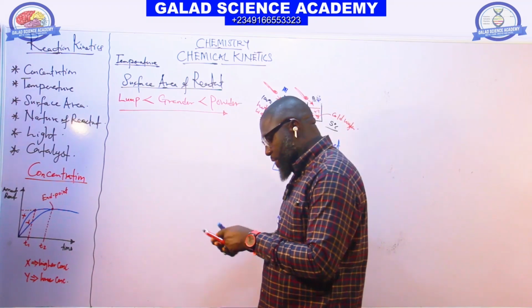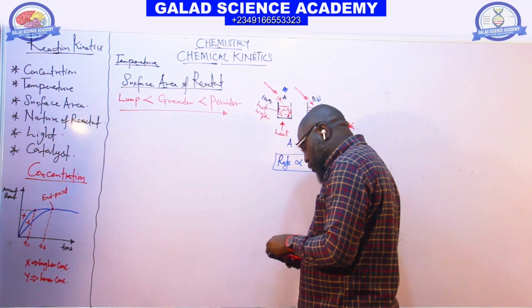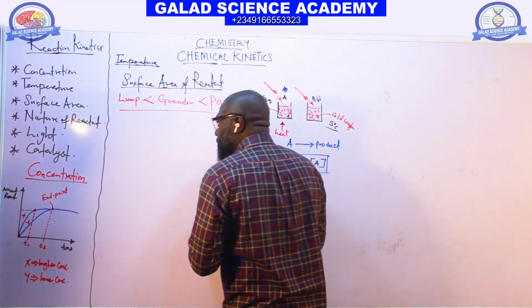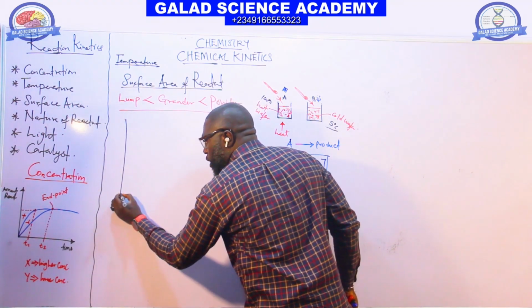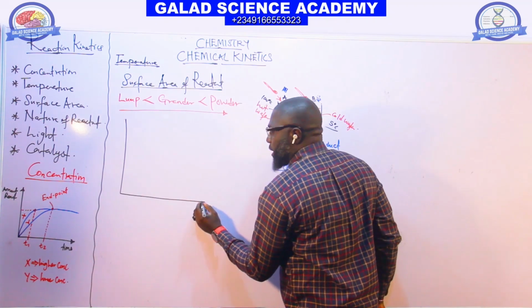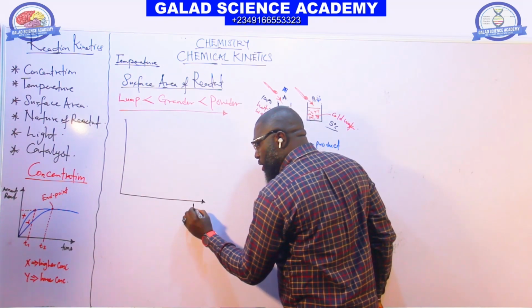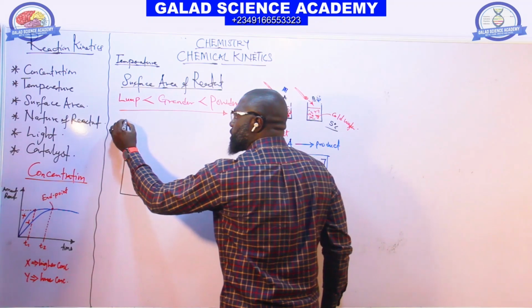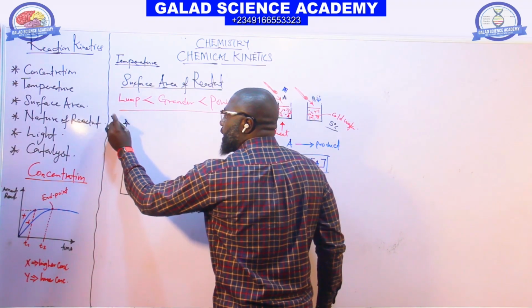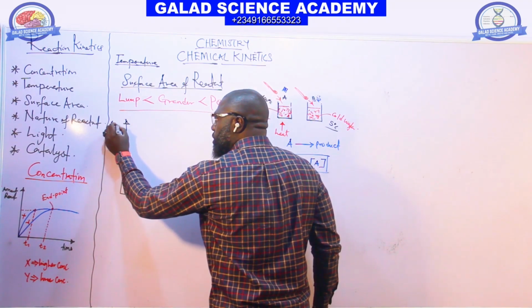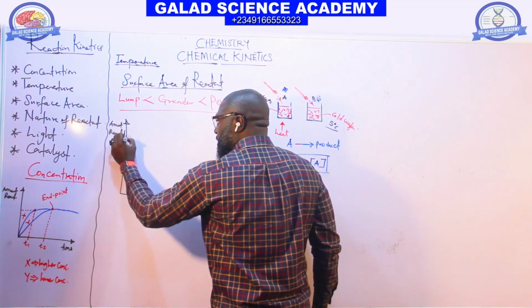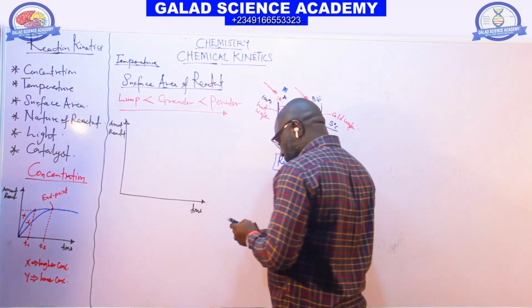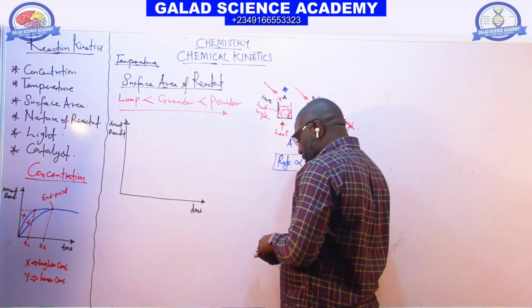And this thing you can put on a graph too, like this. This is a graph of rate of chemical reaction, the effect of surface area, with the amount of reactants and products. So we have it in this form.